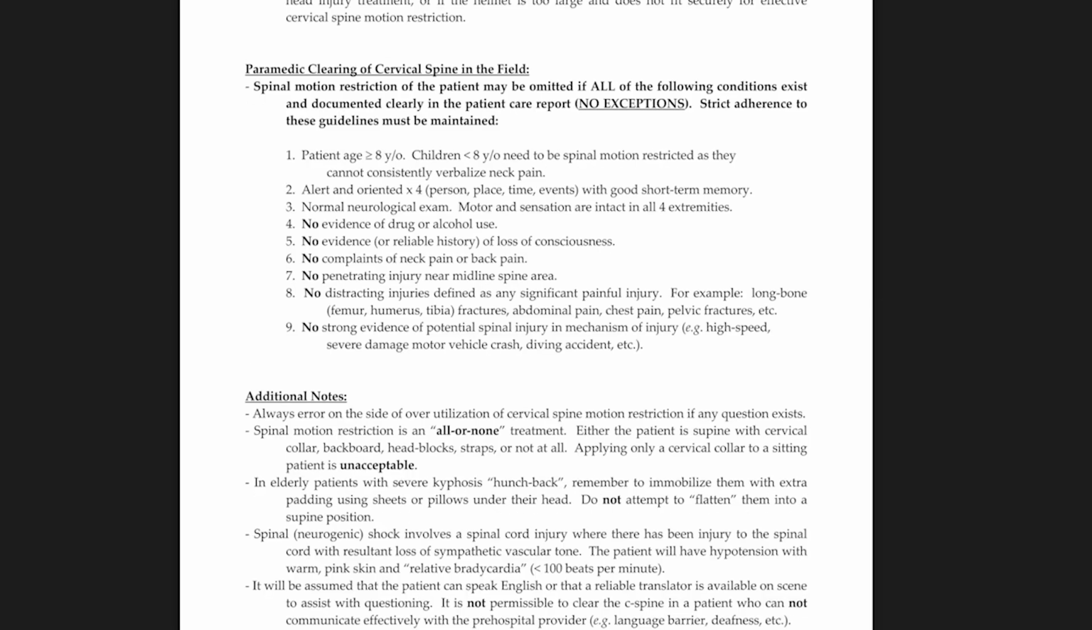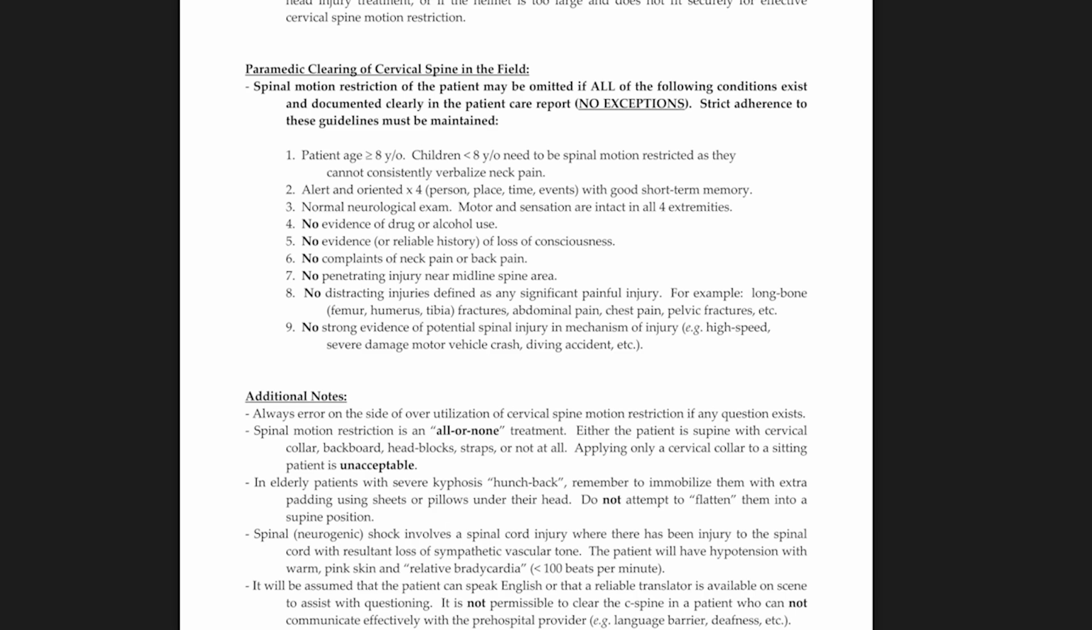For a paramedic clearing of the C-spine in the field, spinal motion restriction of the patient may be omitted if all of the following conditions exist and are documented clearly in the patient report. There are no exceptions. Strict adherence to these guidelines must be maintained. A patient must be greater than 8 years old, and children less than 8 years old need to be spinal motion restricted as they cannot consistently verbalize their neck pain. They need to be A&O times 4. They need to know their person, place, the time and event with good short-term memory.